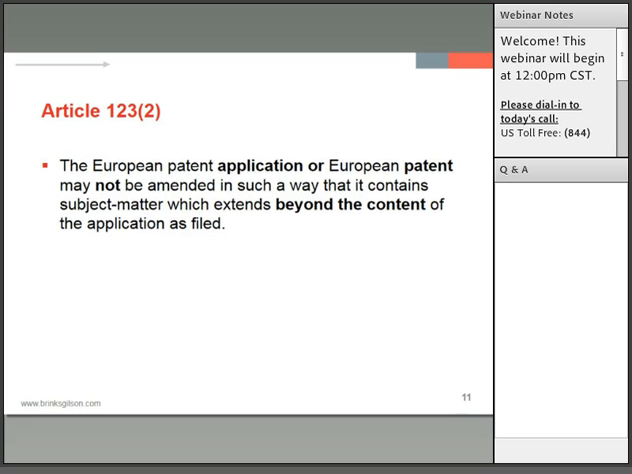Article 123(2) says the European patent application or the European patent may not be amended in such a way that it contains subject matter which extends beyond the content of the application as filed. That is the disclosure. So if you want to make a claim amendment with a new claim feature, then this feature must be unambiguously disclosed in the original description. And if that's not the case, the amendment is not admissible.